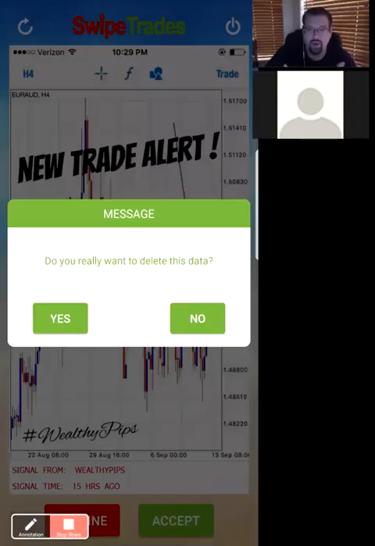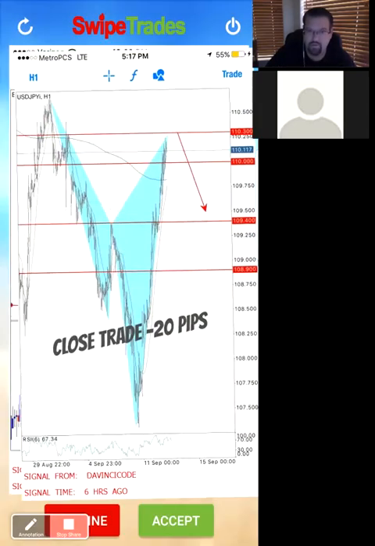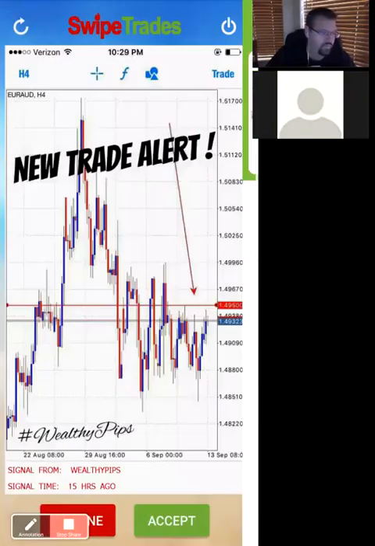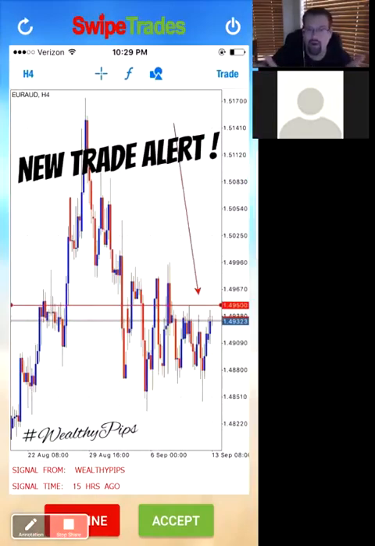What we're doing is trying to get to the new trade alert. But now you swiped left, right? You don't want to delete this data, so push no. Swipe right and then click back. Go ahead and click on the little arrow. There you go. Now we're on the new trade alert.